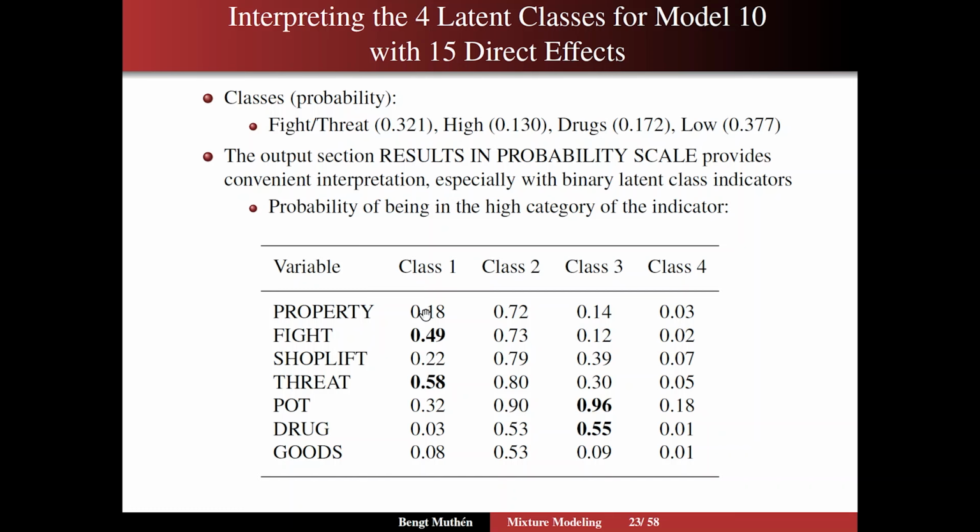So class 1, the fight threat class of 0.32, 321 people. Fight and threat are high. Class 2, high on all of them. Class 3, high on pot and drug. And class 4, low on all of the indicators.